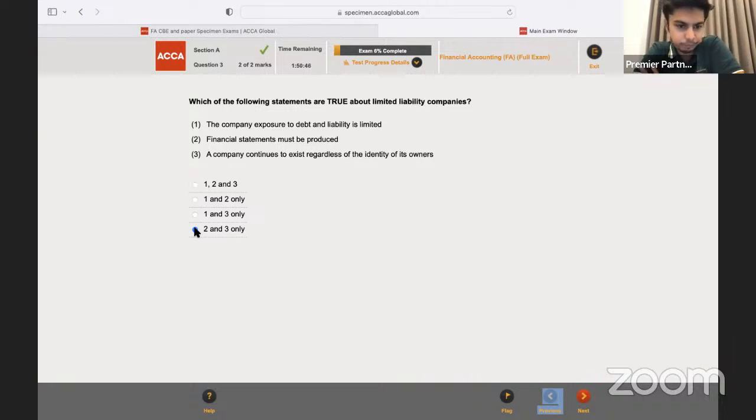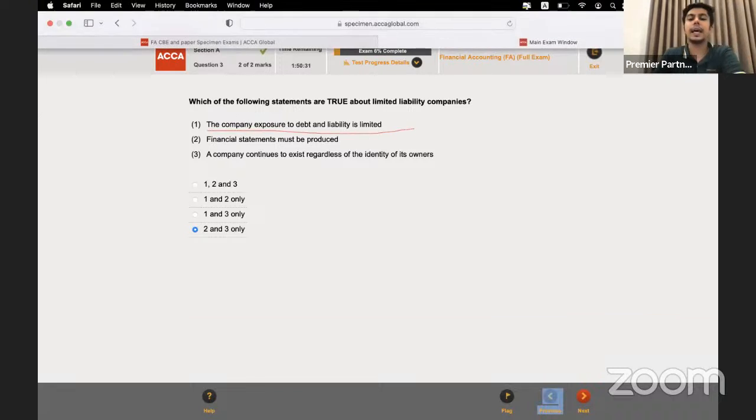Okay. So the correct answer, I think one student sent me the answer over there as 2 and 3. Okay, so maybe I have misread over here. So it says the company exposure to debt and liability is limited.